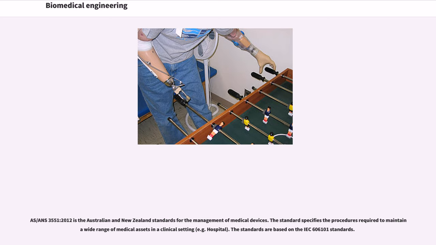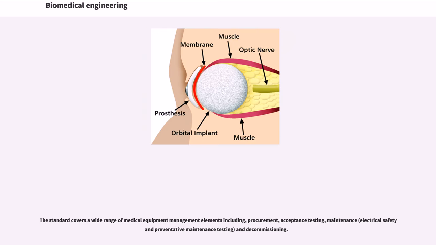AS/NZS 3551:2012 is the Australian and New Zealand standard for the management of medical devices. The standard specifies the procedures required to maintain a wide range of medical assets in a clinical setting, for example a hospital. The standards are based on the IEC 60601-1 standards. The standard covers a wide range of medical equipment management elements including procurement, acceptance testing, maintenance, electrical safety and preventative maintenance testing, and decommissioning.